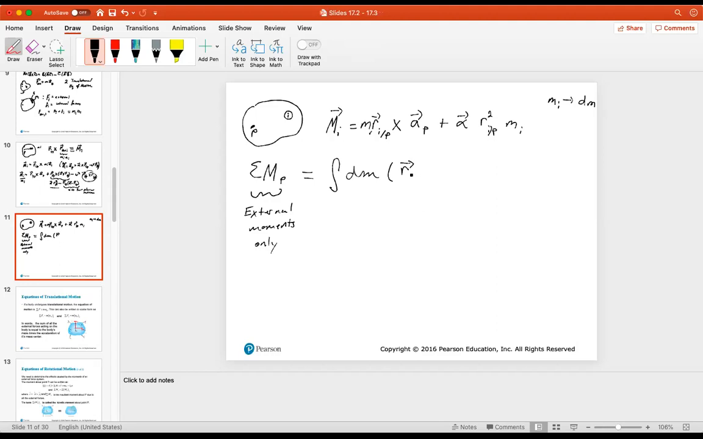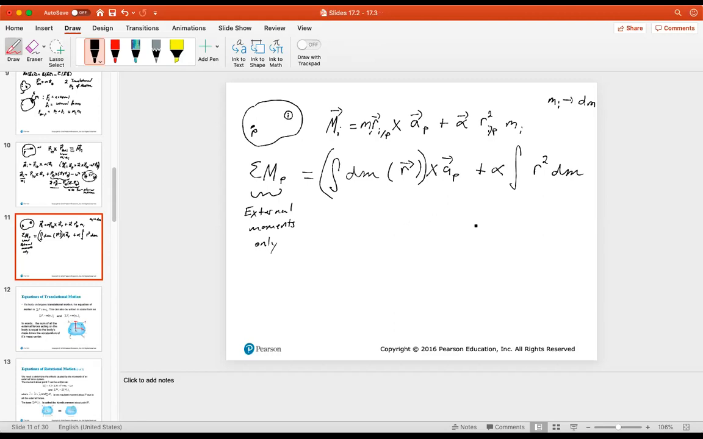Actually, this is the relative vector to some point from P, but because this acceleration vector is constant, it pulls outside the integral. This vector, sorry, would be the same everywhere through the body. So it pulls out of the integral. Plus, alpha is a constant throughout the body. So that pulls out. dm.